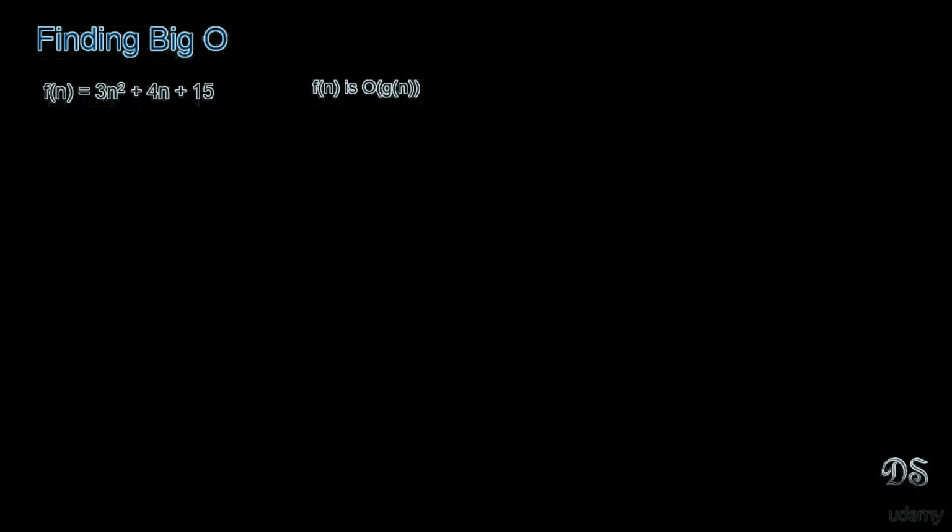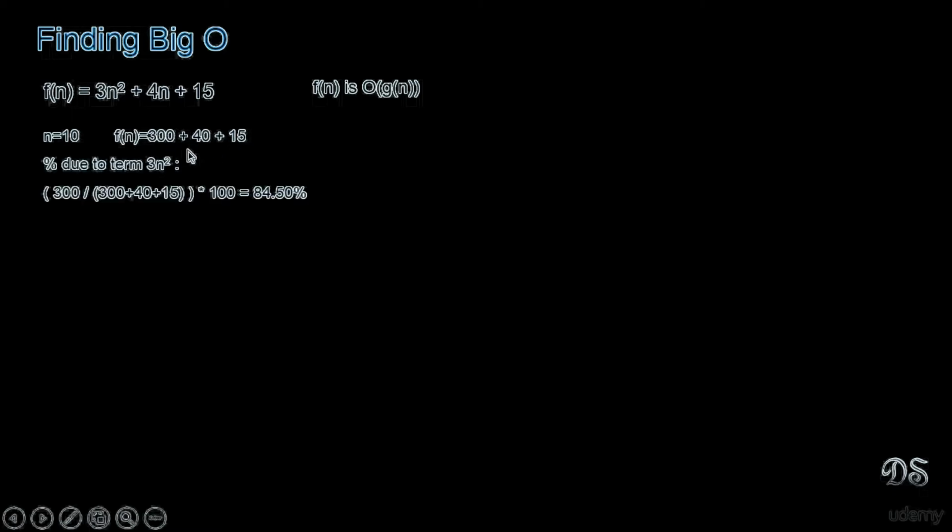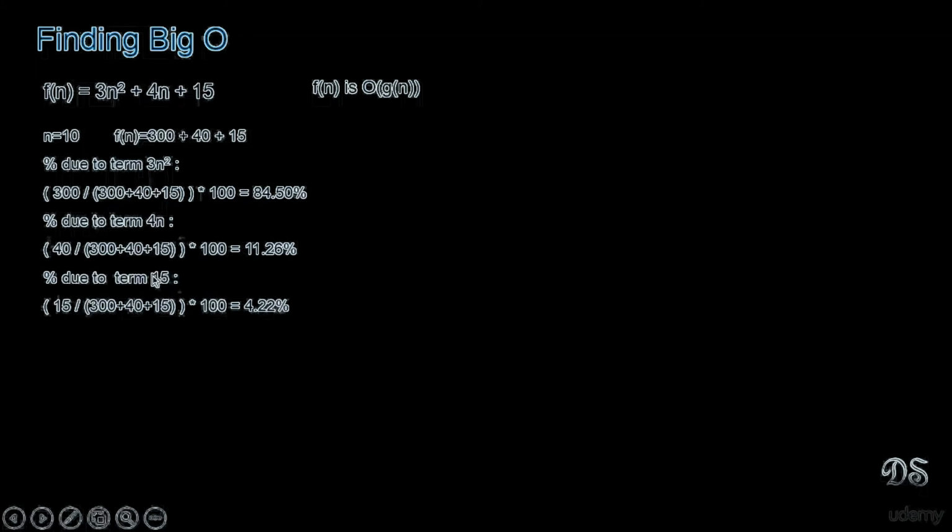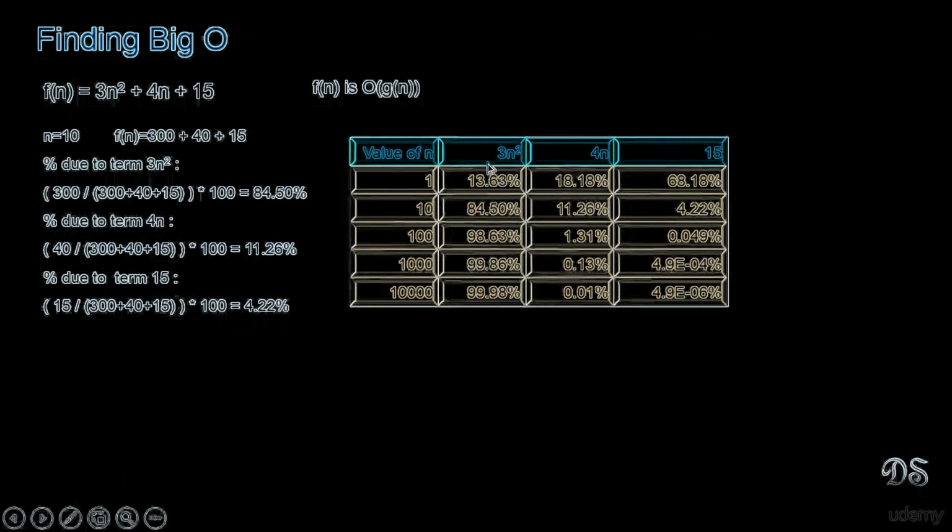When the value of n is 10, the value of function f is this. Now in this value, the contribution of this term 3n square is 84.5%. Contribution of this term 4n is 11%. And contribution of this constant 15 is 4%. In this table, we can see the contribution of these three different terms at different values of n. So we can see that as the value of n grows, this term 3n square dominates the value of the function. And this smaller term and this constant become insignificant.